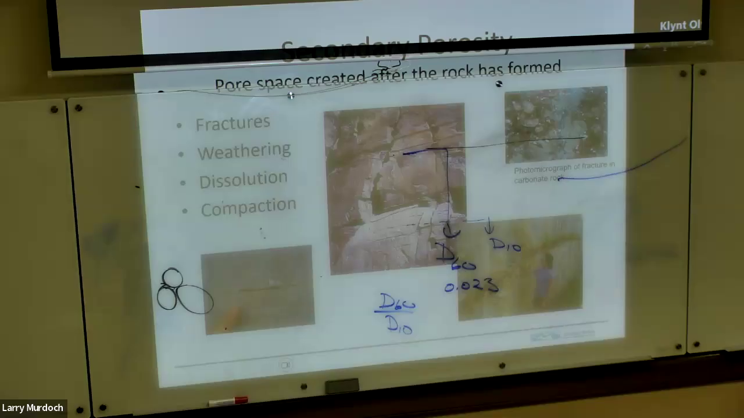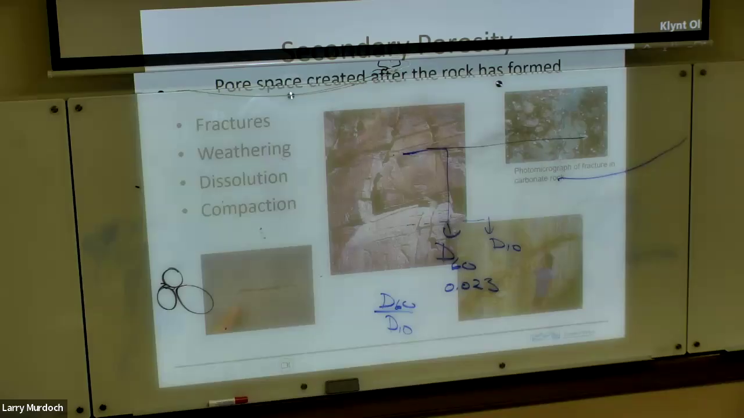So there's an example of a granite with a fracture through it. The pore space in granite is around 1 to 2%. But fractures that cut through can create much larger pores, and those pores will be important for transmitting water through granites. Here's another example of some fractures.